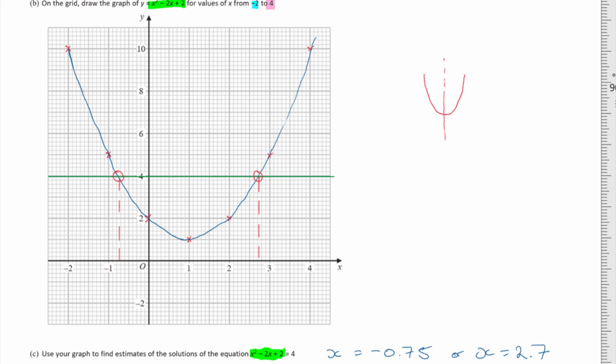Now you're going to be given a little bit of leeway in this because plotting points is always a little bit inaccurate. So expect like a half square either way on the correct answer, but I'm pretty happy with those.